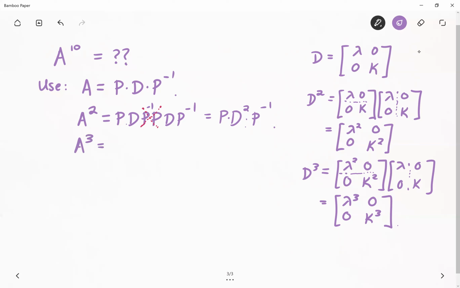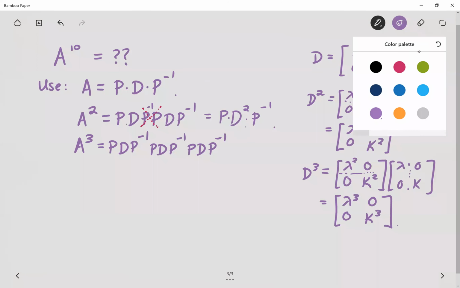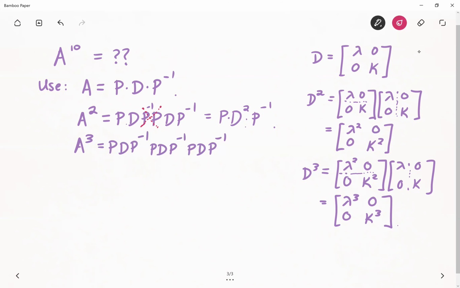What if we were to calculate A cubed? Again, using this factored form, this diagonalization, P times D times P inverse, P times D times P inverse, P times D times P inverse. Again, we're going to get a lot of nice cancellation here. The P inverse and the P cancel out. In fact, they cancel out twice. So it's not too bad.